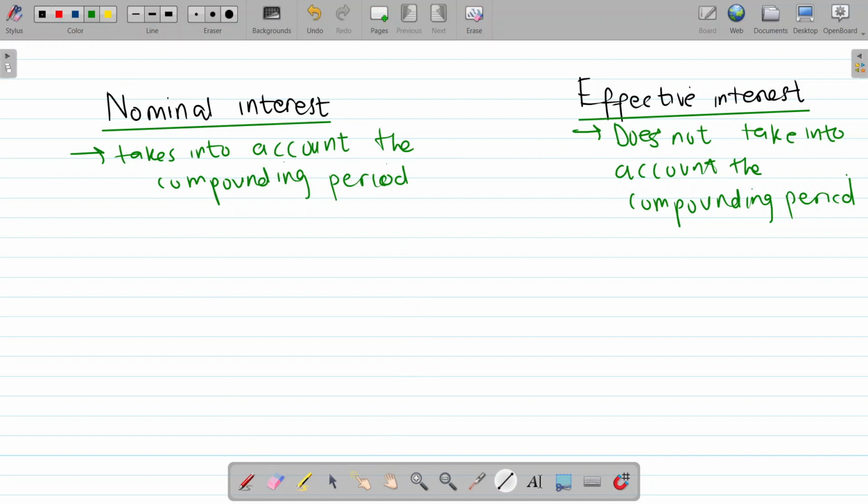So now what we do with the nominal and the effective interest is that we change one to the other using this formula over here. 1 plus I effective equals 1 plus I nominal over M, which is the compounding period, raised to the compounding period. So this is the formula for changing from effective interest to nominal interest.